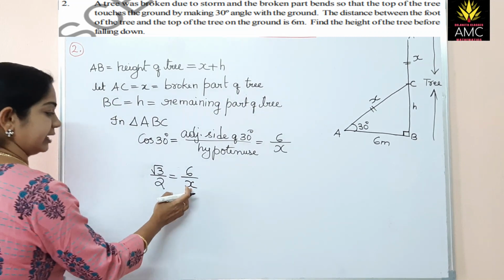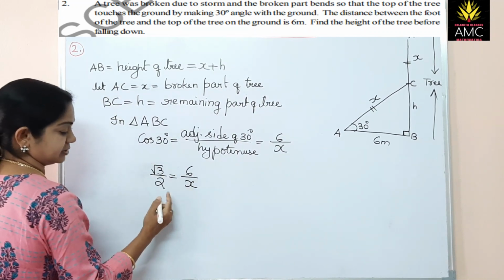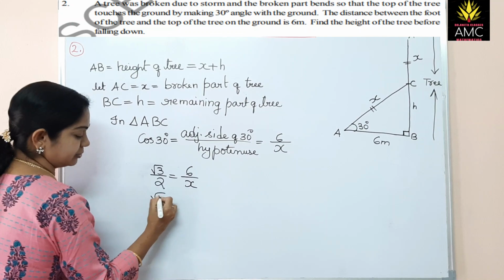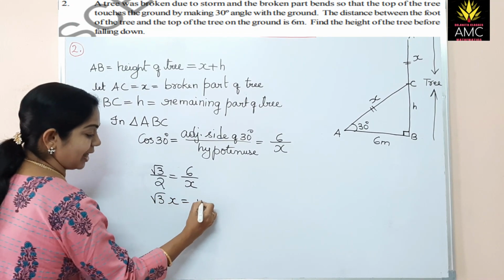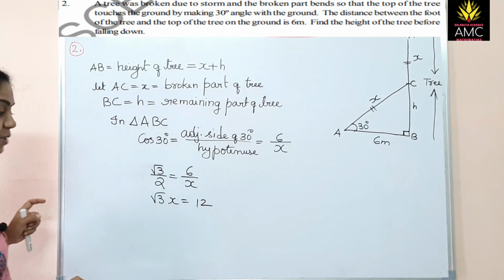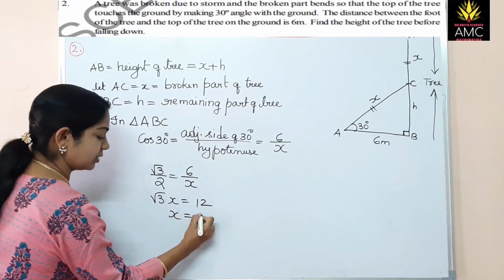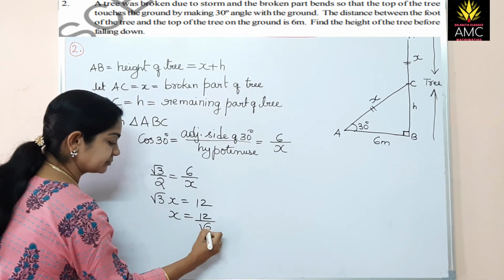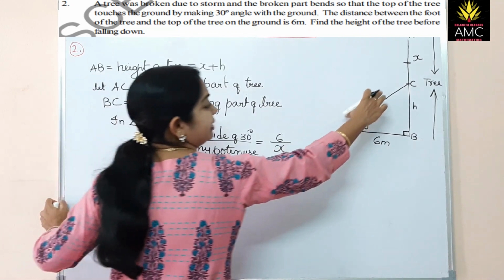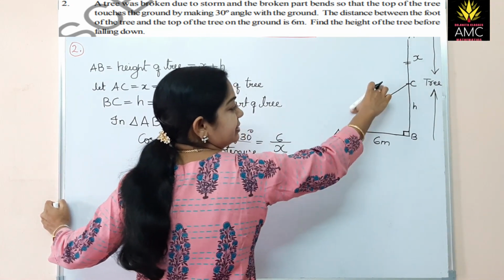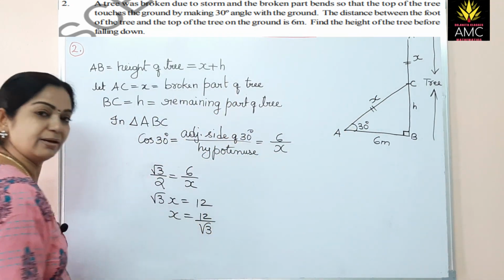We want x, so bring this x here. Just cross multiply. Root 3 x is equal to 12, 6 into 2 is 12, isn't it? So x is equal to 12 by root 3. So the x is nothing but the broken part, isn't it? Here it is the hypotenuse, but that is the broken part.